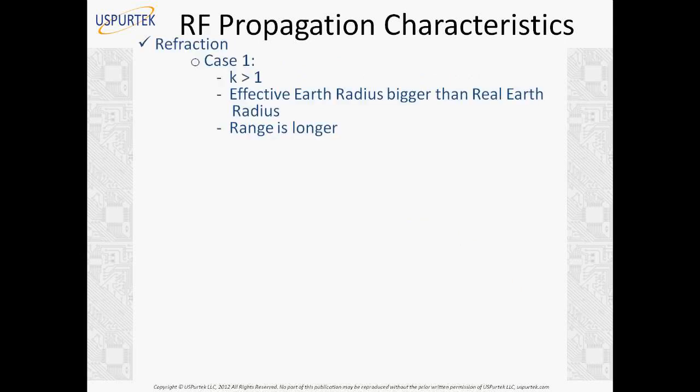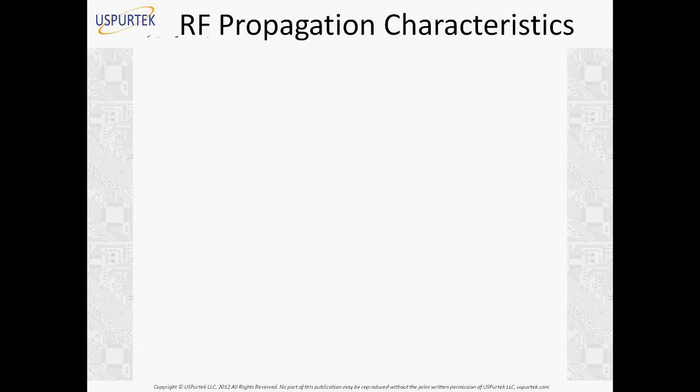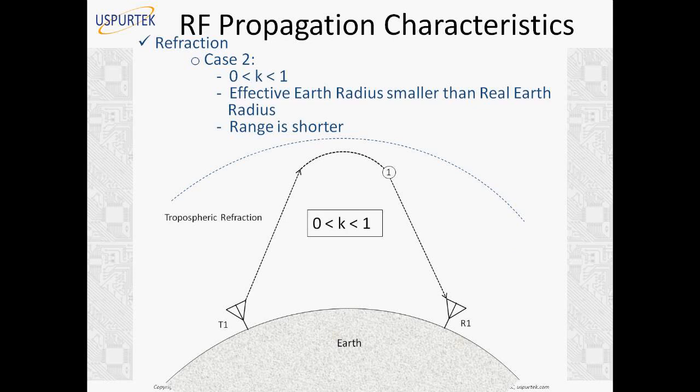Now, there are some interesting observations here. If the K factor value is more than 1, what does that mean? We have longer range. That also means the effective earth radius is bigger than the real earth radius. And if the K factor is less than 1, but of course a positive value, the range is short. So the effective earth radius in that case is smaller than the real earth radius. So this is how we try to characterize this tropospheric refraction.